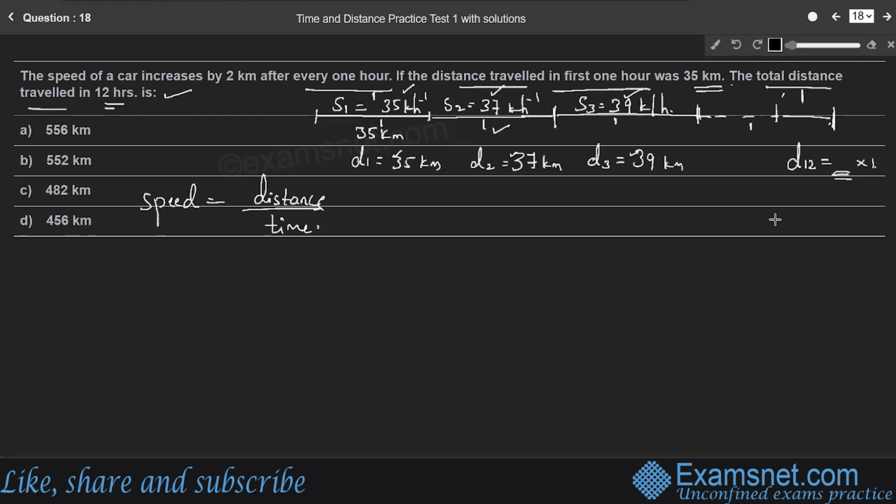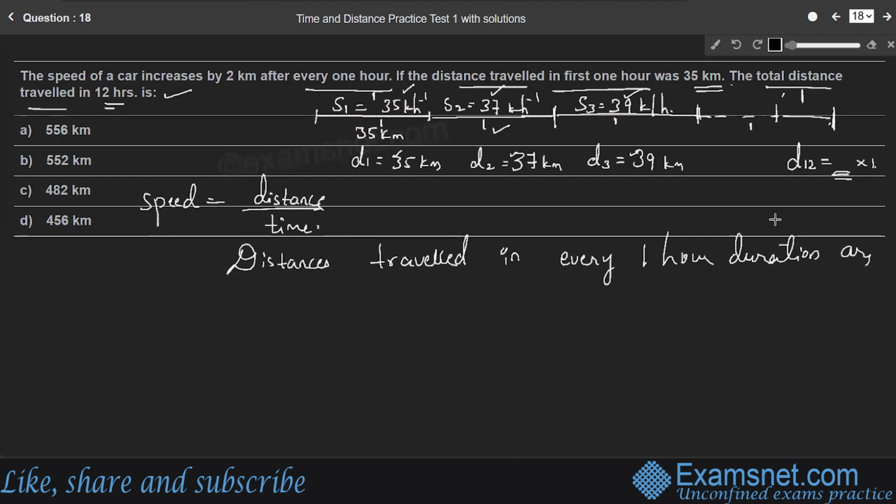For that, we'll consider all the different distances traveled in every 1 hour duration. They are 35 kilometers, right? 37, 39, then it comes 41 and so on, right? These numbers are in arithmetic progression, right? There is a common difference, which is 2, right?